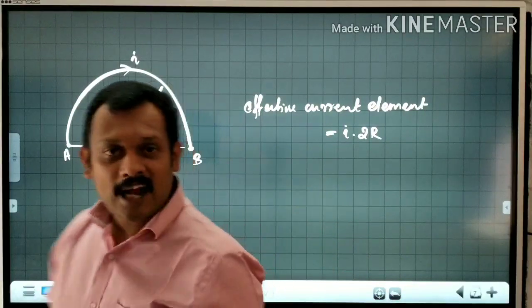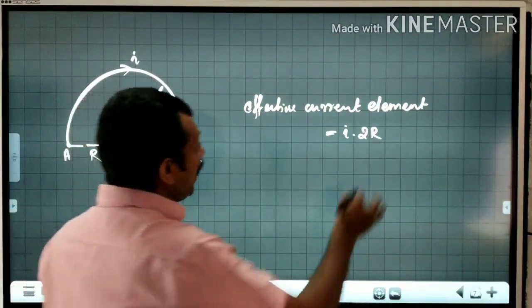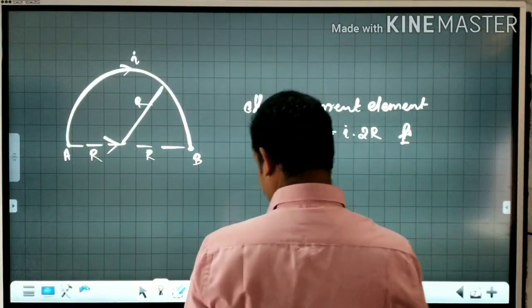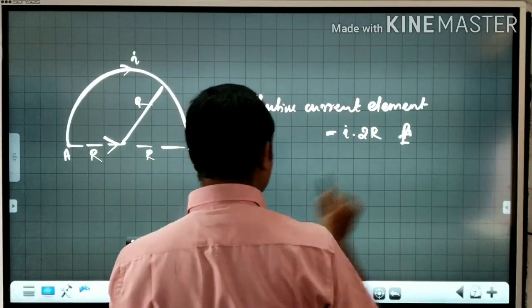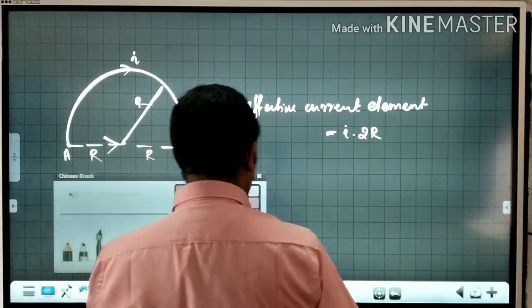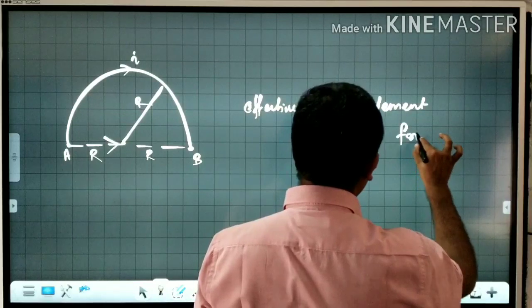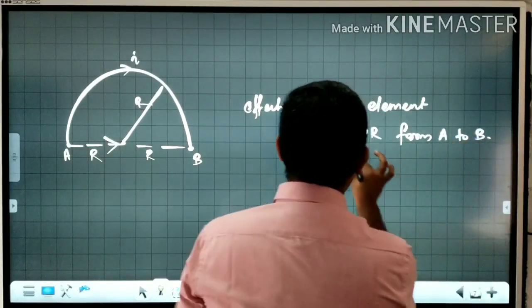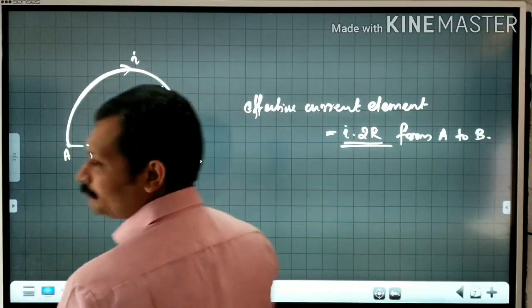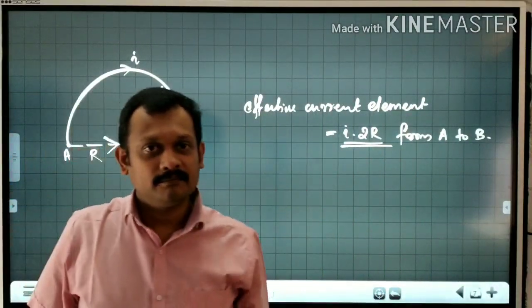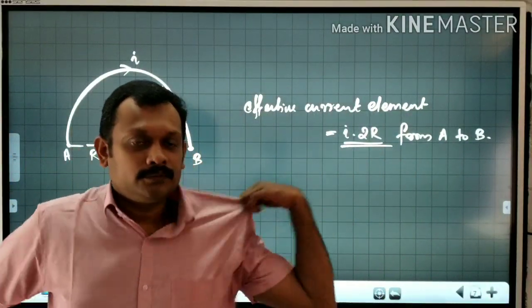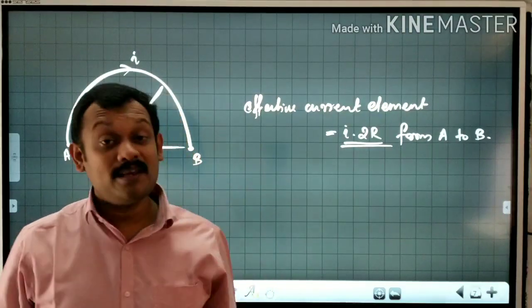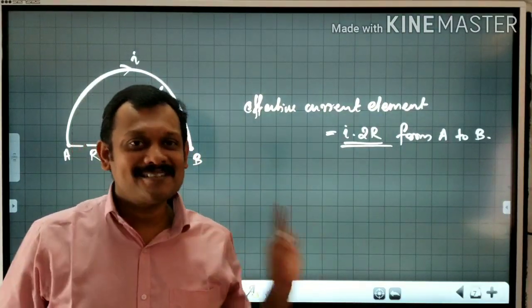The current element is I into 2R, and its direction is from A to B. The direction of this current element is from A to B. I hope it is clear to you.